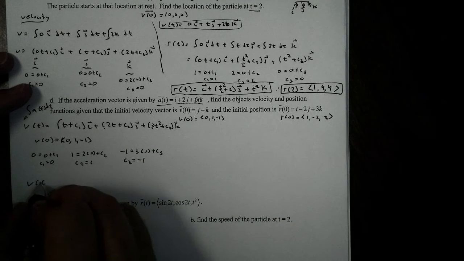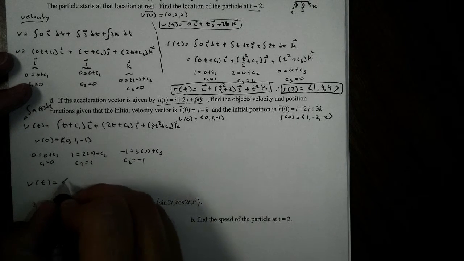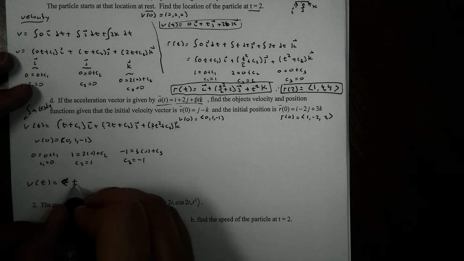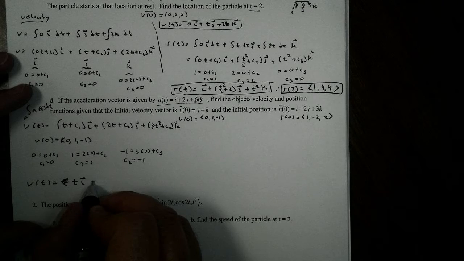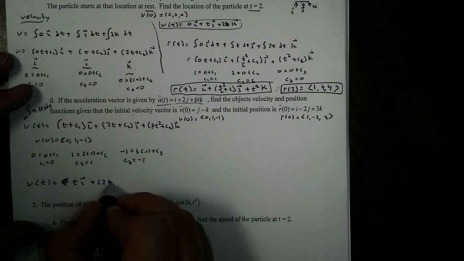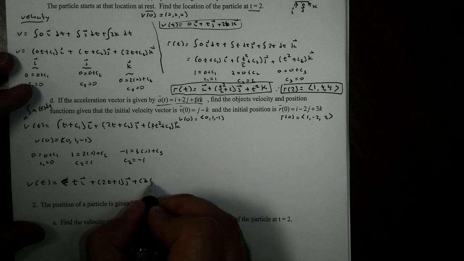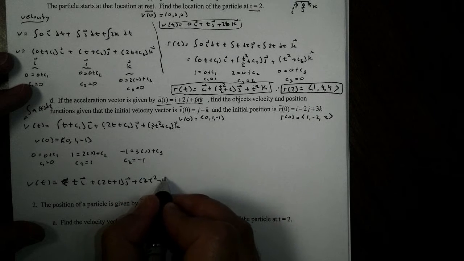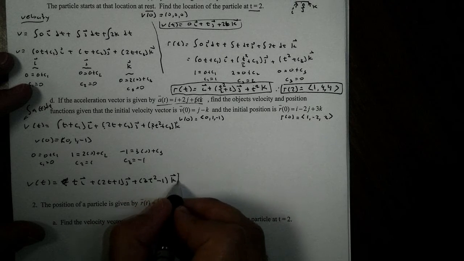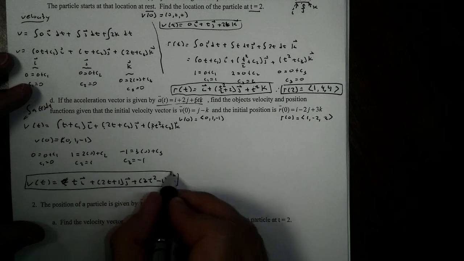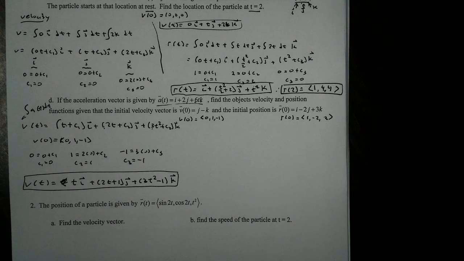So my velocity function would be, I'll write this in component form, t i plus, this becomes 2t plus 1 j plus 3t squared minus 1 k. And again, you can write this in component form, or chevron form if you like. And there is our velocity function right there.